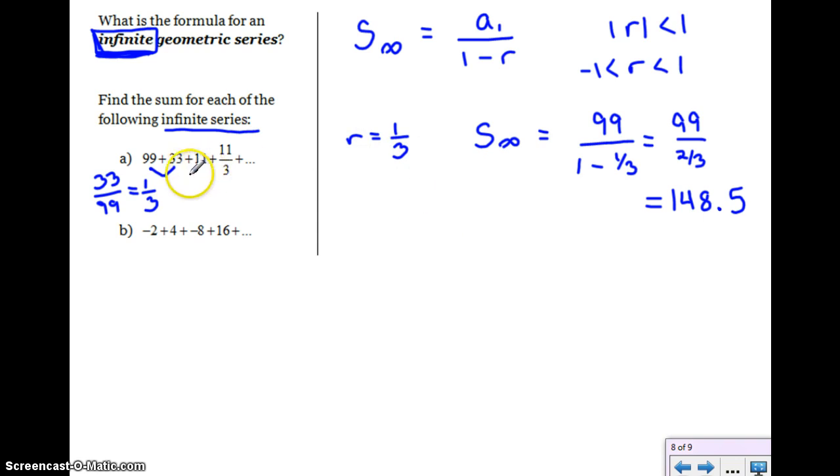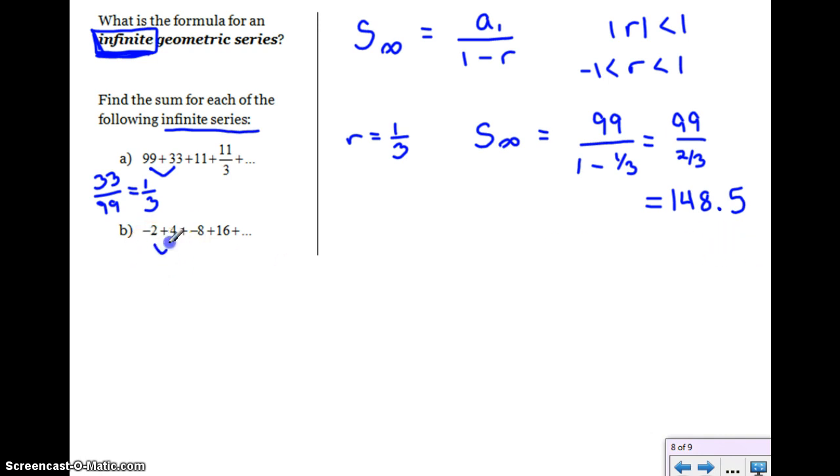So if I kept going and just kept multiplying by 1/3 forever, eventually your numbers would get so small that when I add these all up, it's just going to get to one number. I'm not actually going forever and ever to infinity. They're going to get so close that I can round it off to 148.5. Okay? Let's check this one.